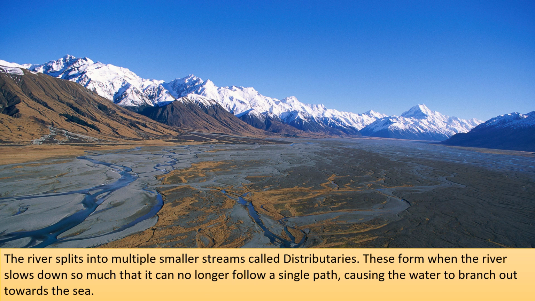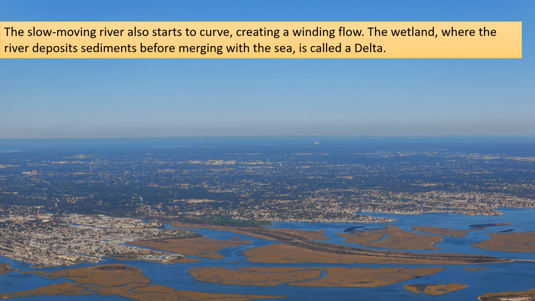The river splits into multiple smaller streams called distributaries. These form when the river slows down so much that it can no longer follow a single path, causing the water to branch out towards the sea. The slow moving river also starts to curve, creating a winding flow. The wetland where the river deposits sediments before merging with the sea is called a delta.